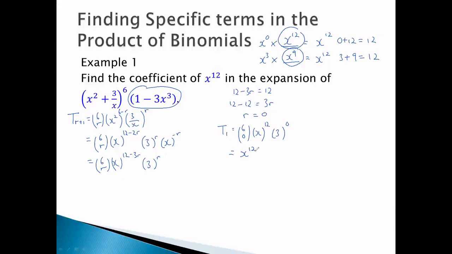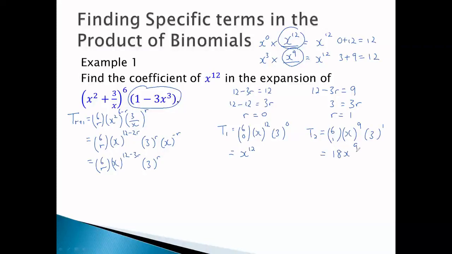Okay? Next, I also want the x to the power 9 term, right? So 12 minus 3r equals 9. 3r equals 12 minus 9 equals 3, and r equals 1. Therefore, in my general term here, I'm finding 1 plus 1, my second term. 6 choose 1, x to the power 12 minus 3r, which is 9, which is correct. That's what I'm trying to find. And 3 to the power 1. So 6 choose 1 is 6, times 3 is 18. 18x to the power 9.